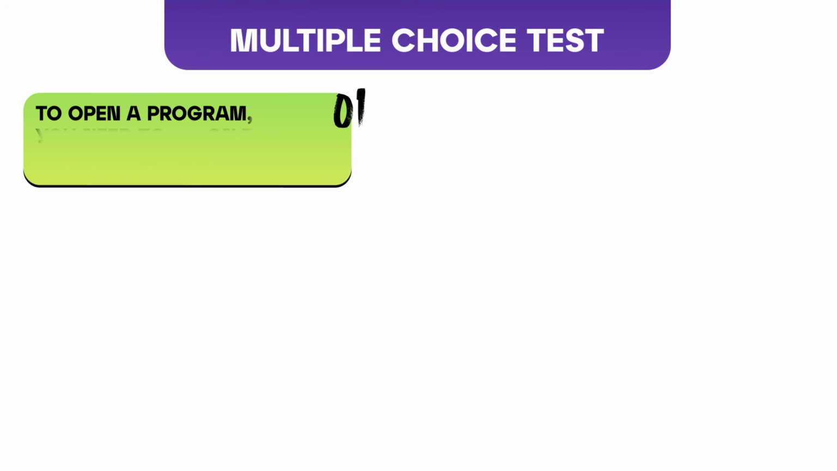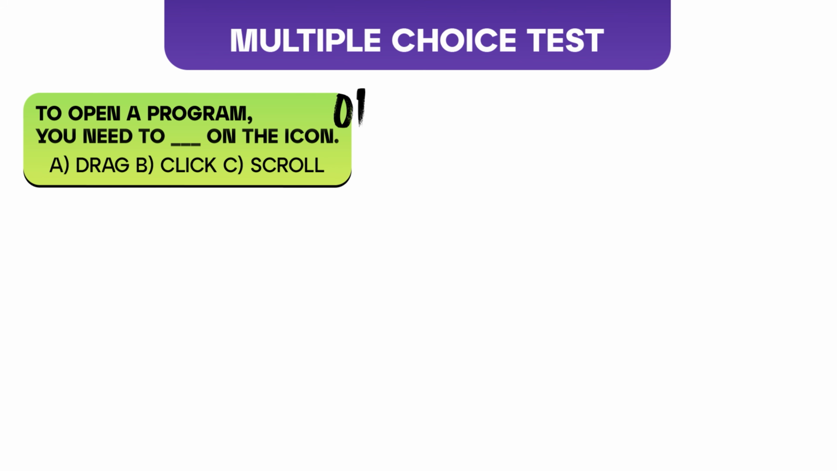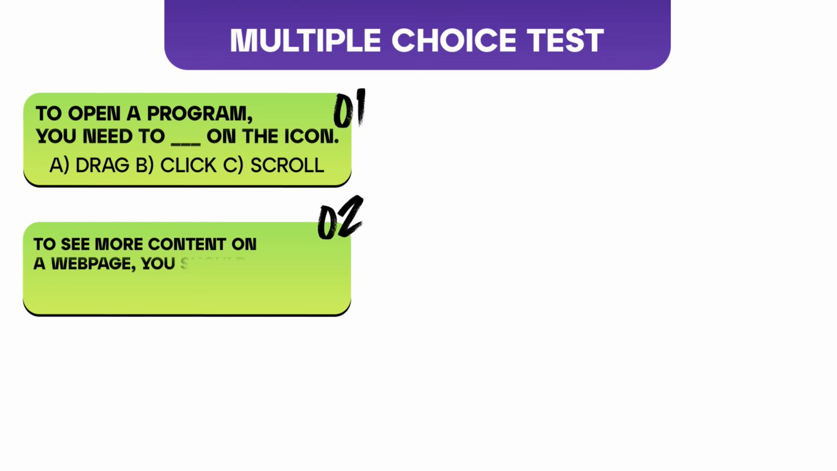To open a program, you need to blank on the icon. A. Drag. B. Click. C. Scroll. To see more content on a web page, you should blank down. A. Drop. B. Scroll. C. Type.